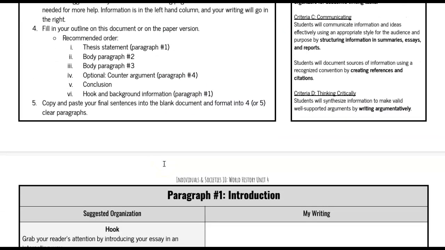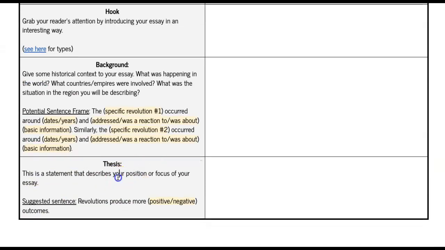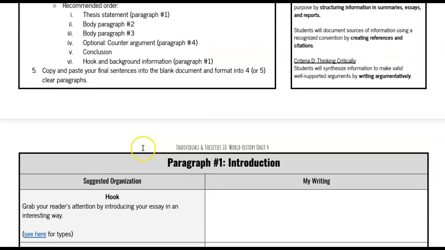So coming down here to our paragraph number 1 in our thesis section right here, it says, this is a statement that describes your position or focus of your essay. Revolutions produce more, and you choose outcomes. You'll write your sentence here. Start with this. Don't start with the hook. Don't start with the background. These two you're going to leave for pretty much the end. You want to start here with the thesis first. That will help you get organized.